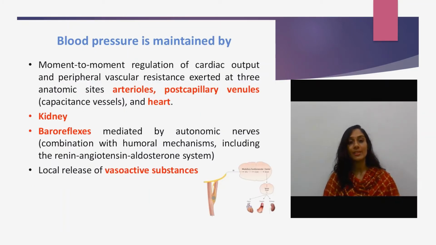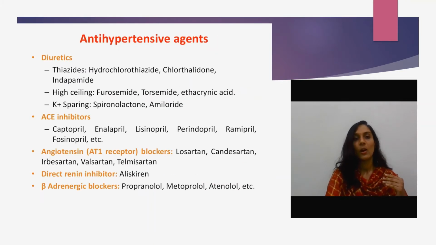Now, how is blood pressure maintained? It is maintained by arterioles, post-capillary venules, that is capacitance vessels, the heart, and the kidneys. Then baroreflexes in the body, which are maintained by autonomic nerves, in combination with humoral mechanisms including the renin-angiotensin-aldosterone system, that is RAAS. Then there is local release of vasoactive substances.